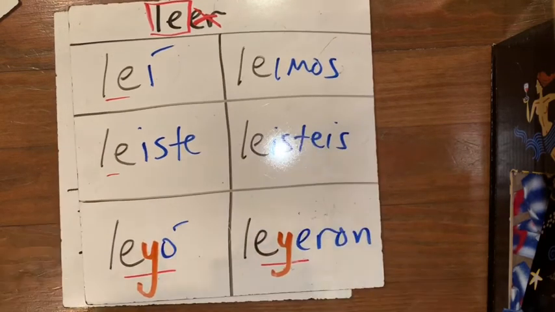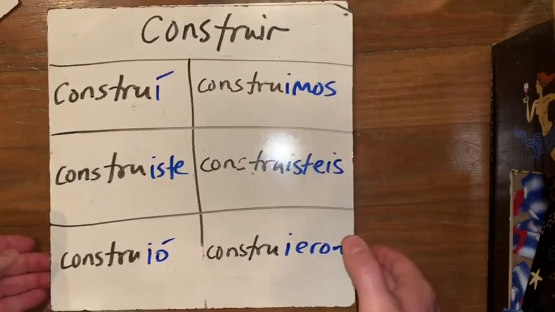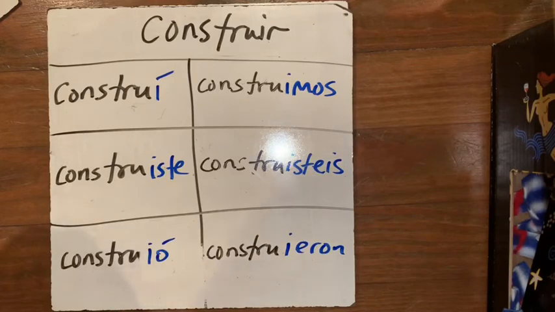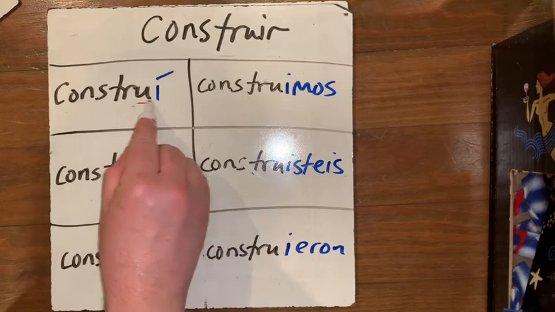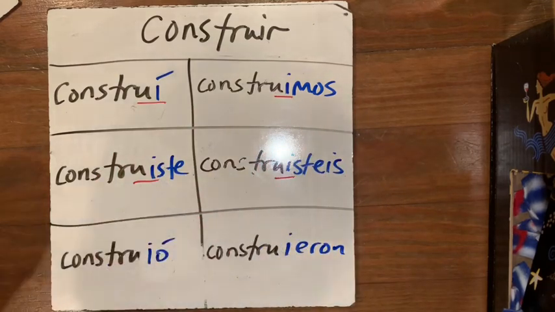Now, leer is an ER verb. I have an IR verb as well to demonstrate this. This is a verb off of your current vocab list. It's the verb construir, which is the verb to construct. And notice again, we don't have this show up as an issue in any of our other scenarios, any of our other verb forms. It's just two vowels together. We're good with that in Spanish.